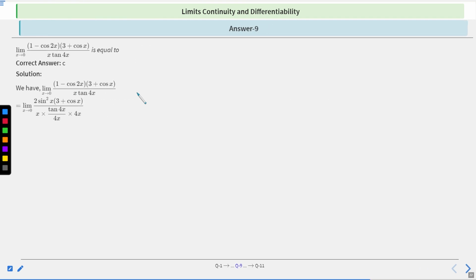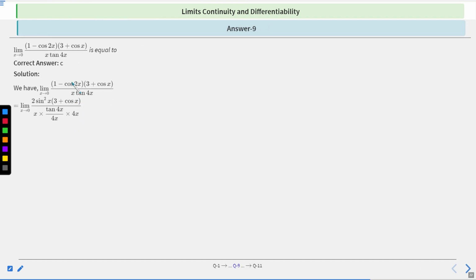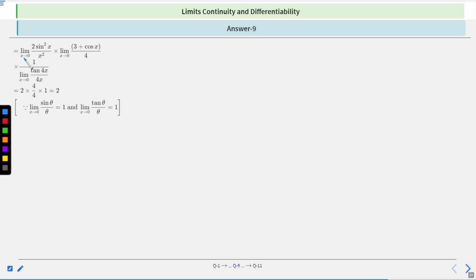Okay, let's move to the solution, part C. We have the limit as x tends to 0 of (1 - cos 2x)(3 + cos x) upon x tan 4x. 1 - cos 2x can be written as 2 sin² x. So it is 2 sin² x times (3 + cos x) upon x times tan 4x upon 4x multiplied by 4x, right? So it can be written as the limit of 2 sin² x upon x² into the limit of (3 + cos x) upon 4 into 1 upon the limit of tan 4x upon 4x.